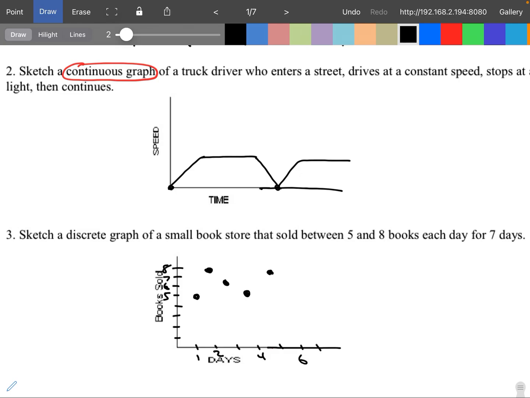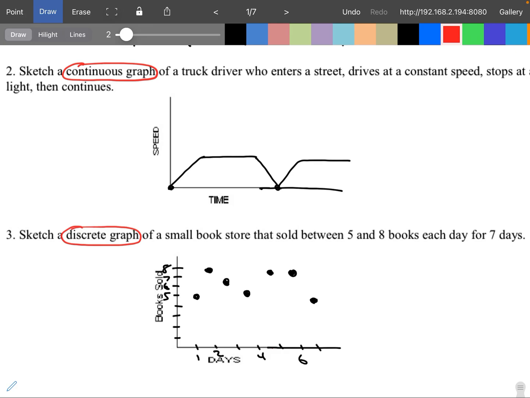Somewhere in there. And then the fifth day, they sell, well, I got an extra dot there. On the fifth day, they sell 8 books again. On the 6th day, they sell 8 again. On the 7th day, they sell 5 again. So something like that.